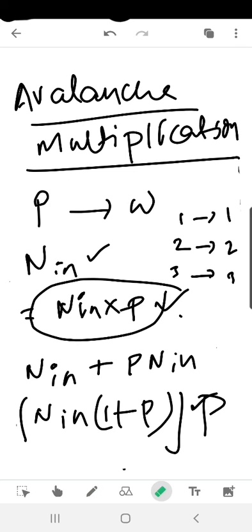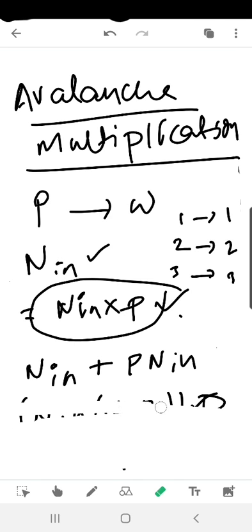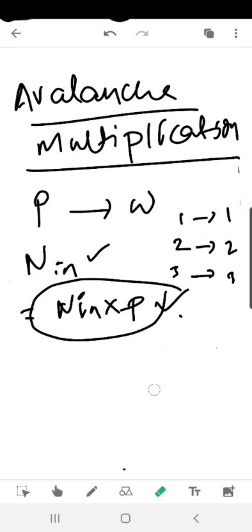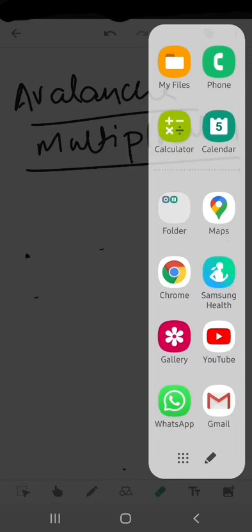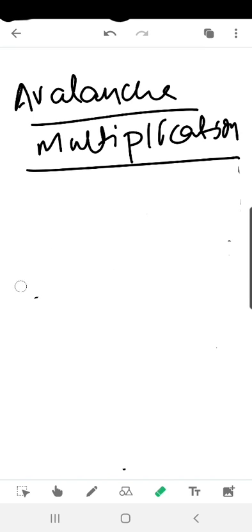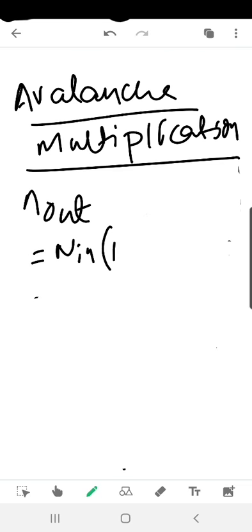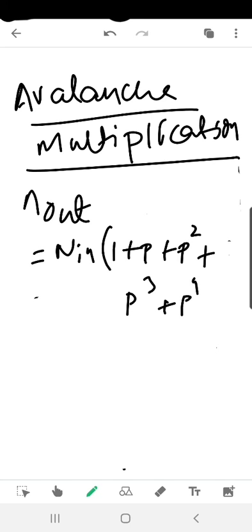If we say that n out is the total number of electrons after collision, then n out will be n in times 1 plus p after the first collision, then p square after the second round of collision, then p cube at the third round of collision, plus p to the power 4 after the fourth round of collision, and this process will go on up to infinity. Okay, so this becomes a series.